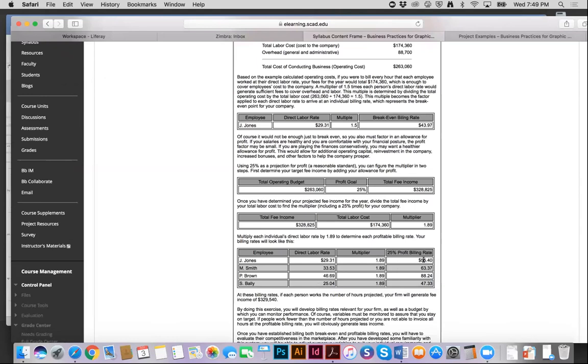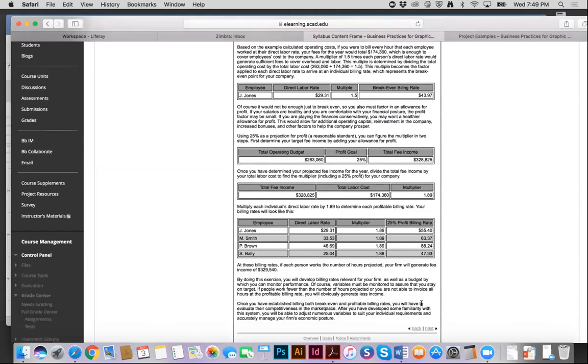And as I said earlier, I don't like charging different fees for different people necessarily. It's just so much easier to say, hey, it doesn't matter whether M. Smith or P. Brown or S. Bali did it. We're charging you $100 an hour. It's just easier for me. So just kind of take that for what you will.